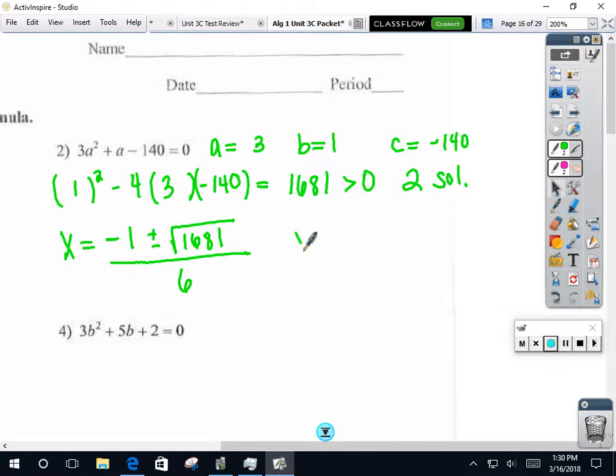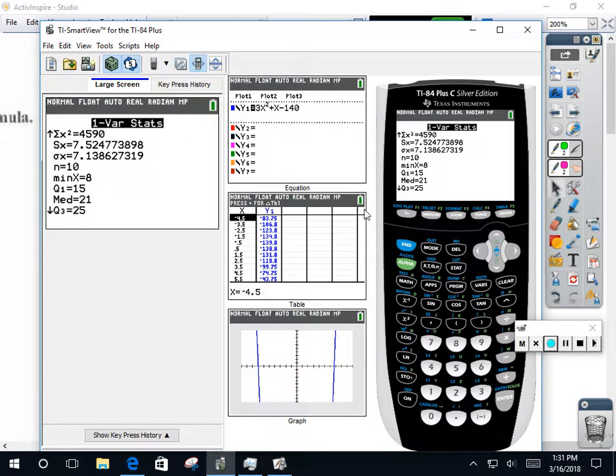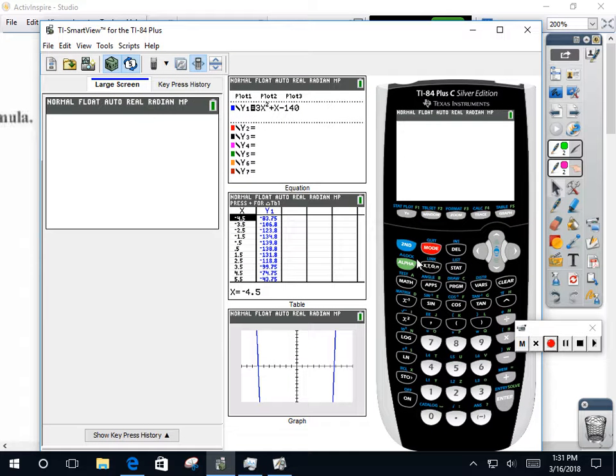Okay, now to find the actual solutions, you type it in twice because there's 2 of them. The first time you type it in, you use the plus sign. The second time you type it in, you use the minus. To type it in, what do you do first? Alpha y equals n over d because it's a fraction. Okay? So alpha y equals, okay, and in the numerator it's negative 1 plus the square root of what? 1,681. And then over what?